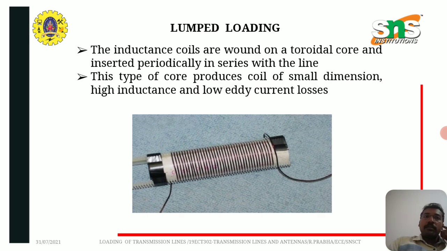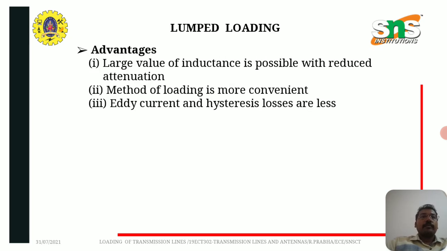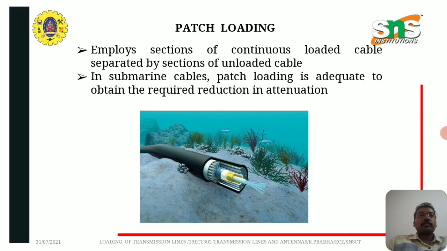Lumped loading. The inductance coils are wound on a toroidal core and inserted periodically in series with the line. This type of core produces a coil of small dimension, high inductance and low eddy current losses. The advantages are that a large value of inductance is possible with reduced attenuation. The method of loading is more convenient. Eddy current and hysteresis losses are less.